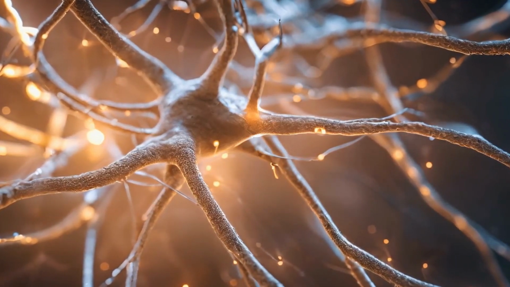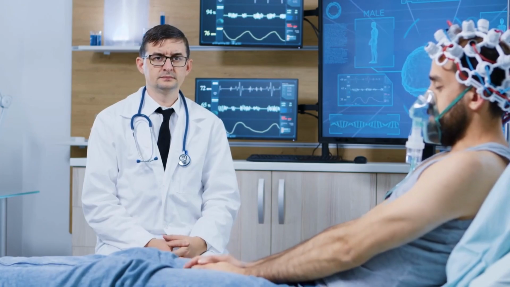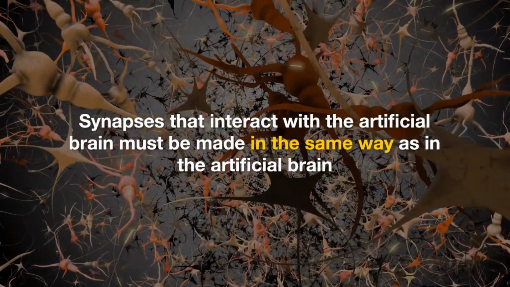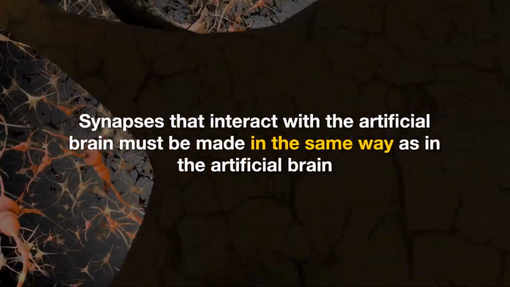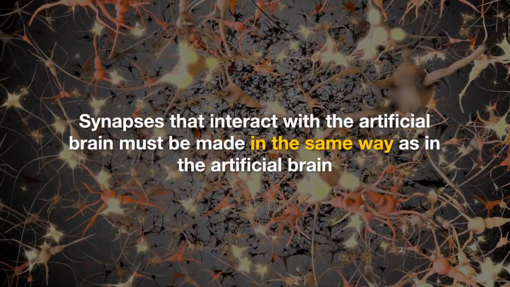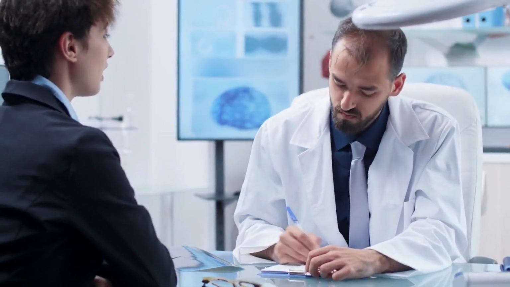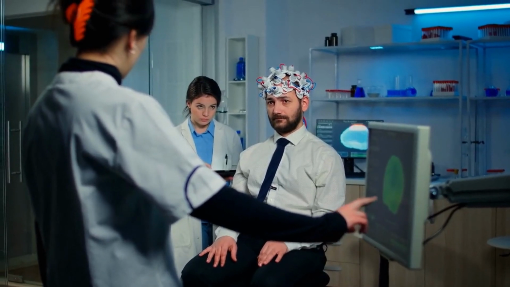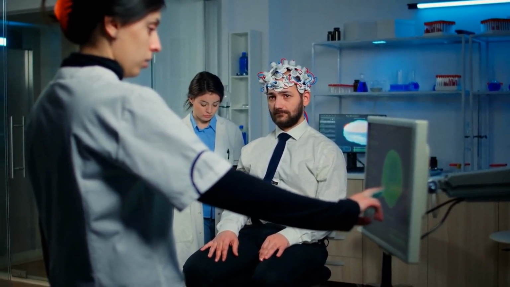and transmit them to the input synapses of the artificial brain, as well as return signals to the biological brain when they appear in the artificial brain. For this, synapses that interact with the artificial brain must be made in the same way as in the artificial brain. At the same time, another part of the device must be equipped with synapses of the biological brain. The study of connections of neighboring synapses must be carried out using high-frequency current as when studying the logistics of computer networks.